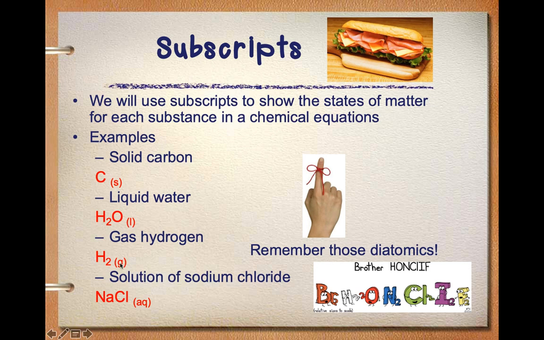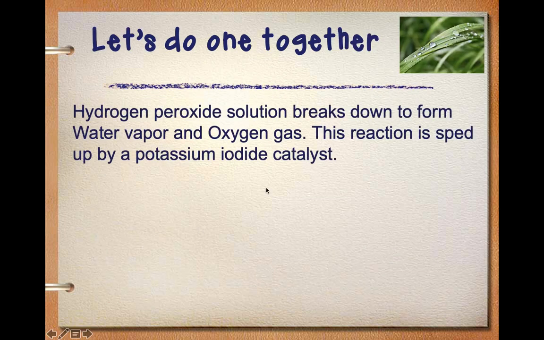So states of matter subscripts is the last little detail that you need to learn in addition to writing formulas, writing compounds, remembering diatomics. So yeah, there's a lot to practice right now. So let's do one together, all right? Here would be the chemical reaction. Hydrogen peroxide solution breaks down to form water vapor and oxygen gas. This reaction is sped up by a potassium iodide catalyst.